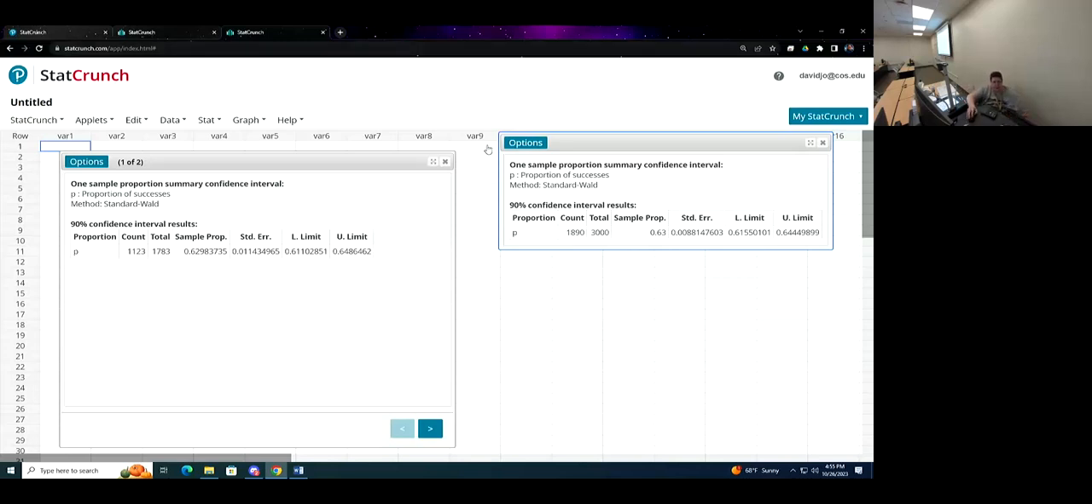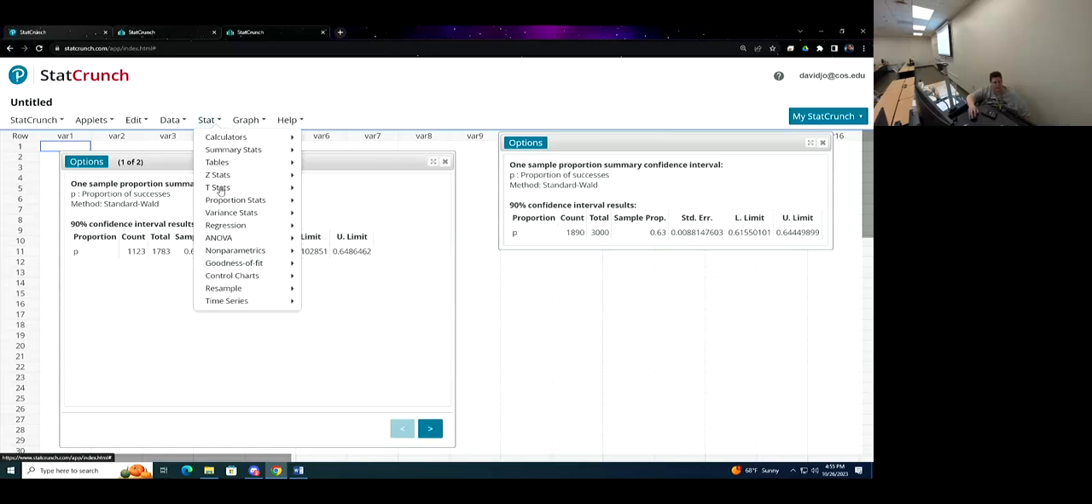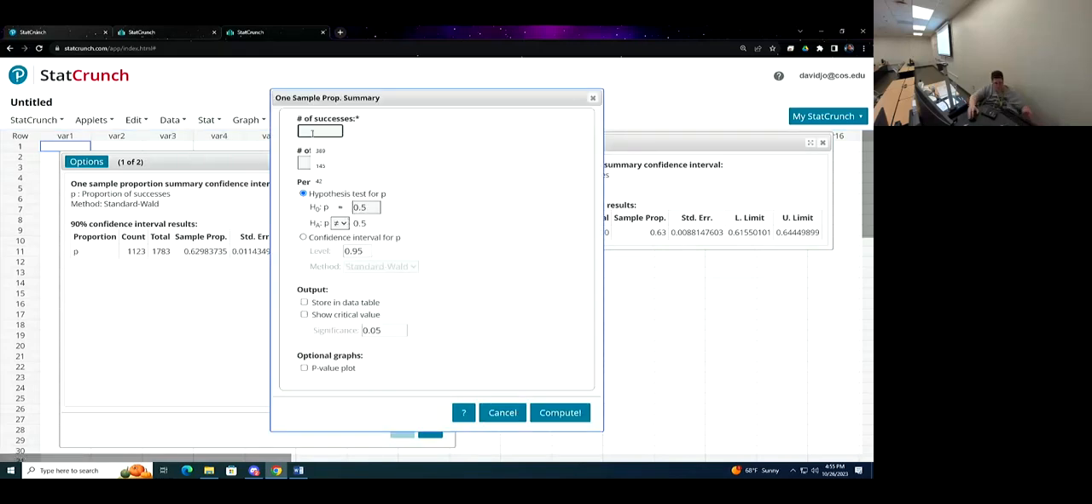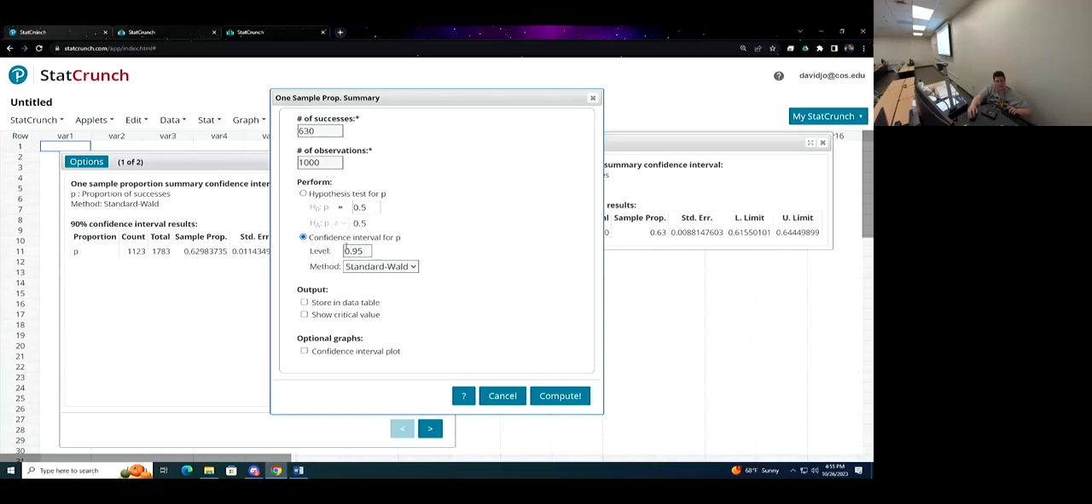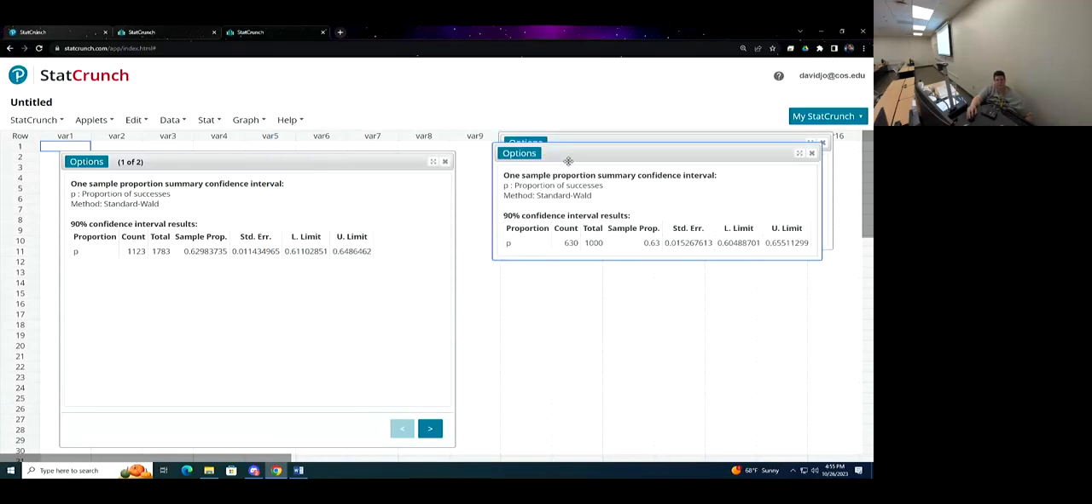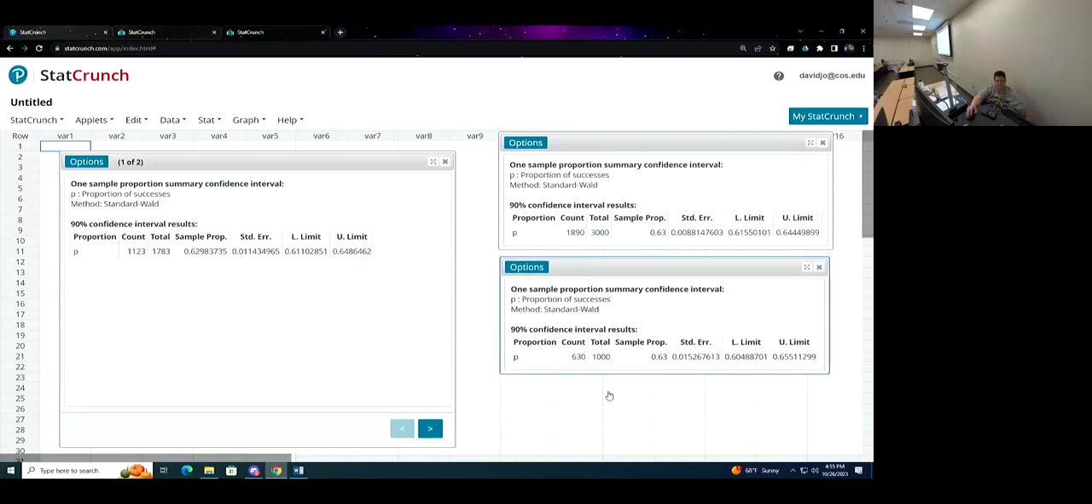I'll go back to the paper in a second. And we'll look at the smaller one, 630 with 1,000. This gives us 0.605. It's blue for this group. And 0.655. So it kept the proportion at 63%. I did that deliberately so that we could just see what happens as we change n.